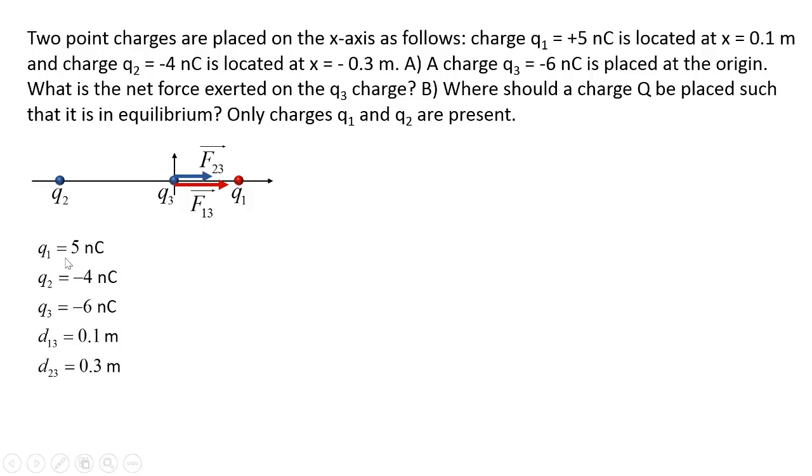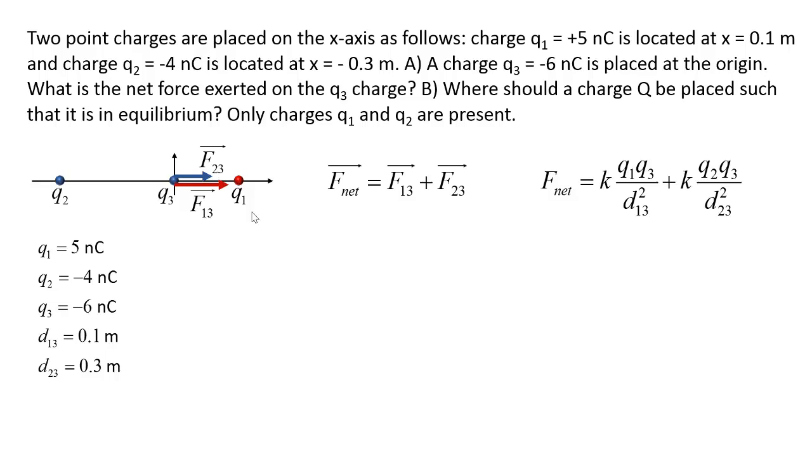The problem gives us the charge for each one of the three particles, and the distance between charge 1 and charge 3, and the distance between charge 2 and charge 3. Remember, charge 3 is at the origin. The net force acting on charge Q3 will be nothing else than the sum of the force applied by charge 1 and charge 2. Each one of these forces can be calculated using Coulomb's law. And because they are oriented in the same direction, remember forces are vectors and you have to take into consideration their orientation, all you have to do is add up their magnitudes.